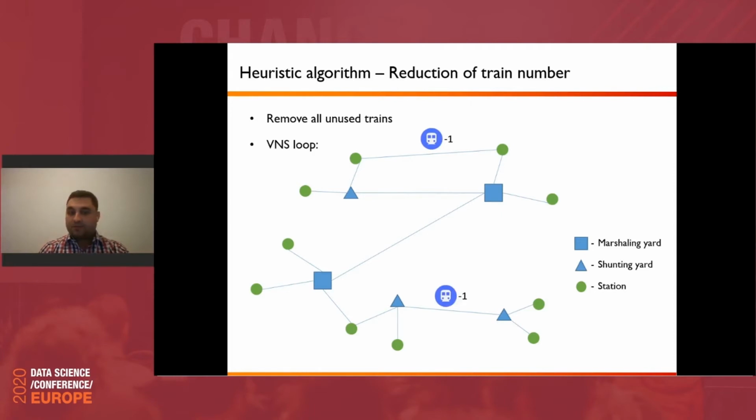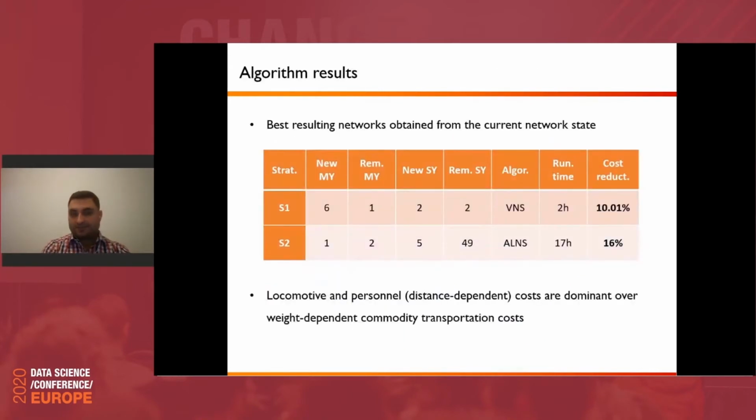So we try to reduce the number of trains which are either running between two regular stations or between two shunting yards, and if needed, we increase the number of the trains between the marshalling yards or between the shunting and marshalling yards. So we tested these two algorithms with two strategies.